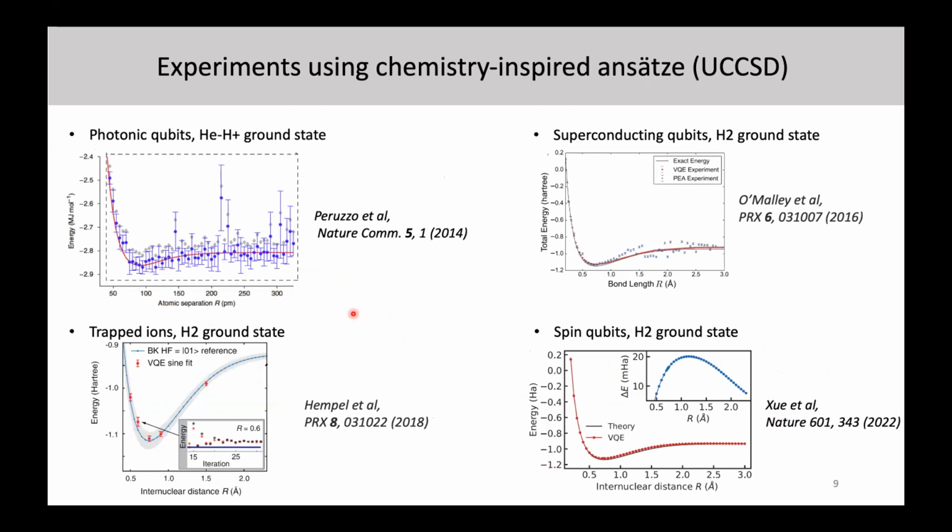So these have been used in all kinds of different physical platforms, including photonic qubits, trapped ions, superconducting qubits, and spin qubits, all with decent success. But again, even for these really modest problems, H2 is a very simple problem, you don't get perfect agreement. And this is, again, because of the limitations of these ansatz.